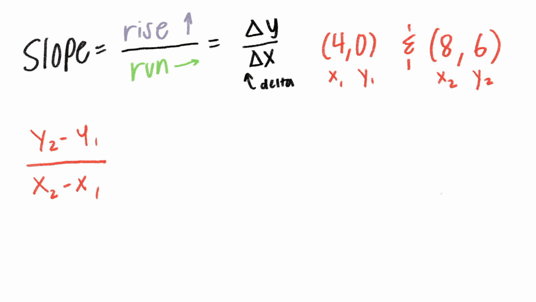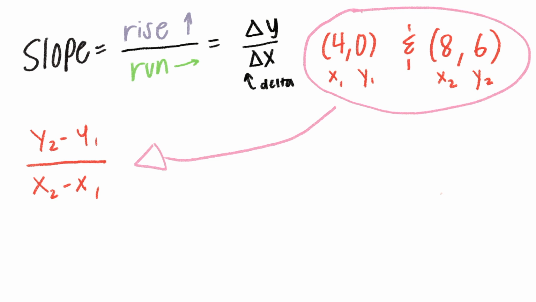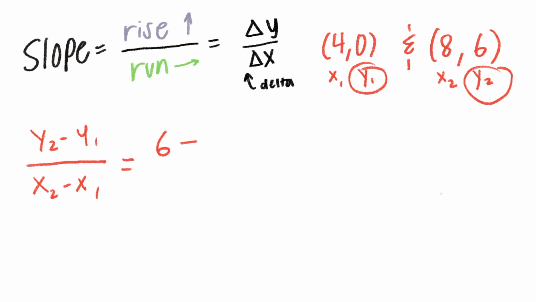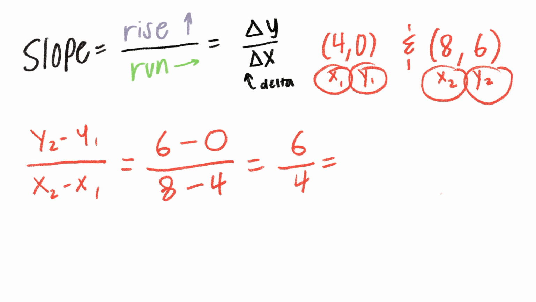So right here, we need to find the slope of points 4, 0 and 8, 6. Let's plug in these y values into our equation right here. So y2 is 6 and y1 is 0, so the numerator of the slope is 6 minus 0. x2 is 8 and x1 is 4, so 8 minus 4 is the denominator of the slope. This makes our slope 6 over 4, or simplified, we get 3 halves.